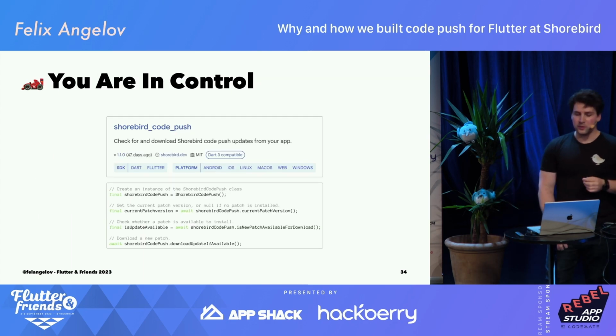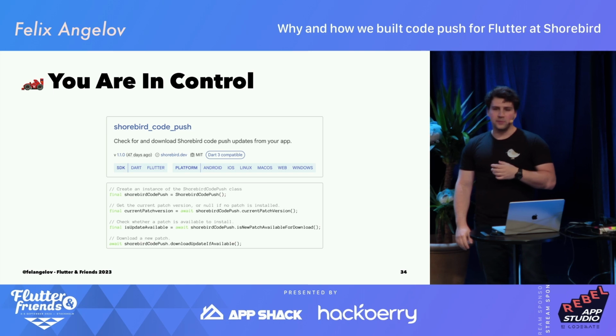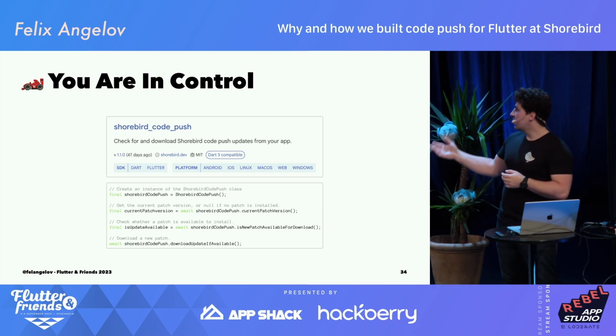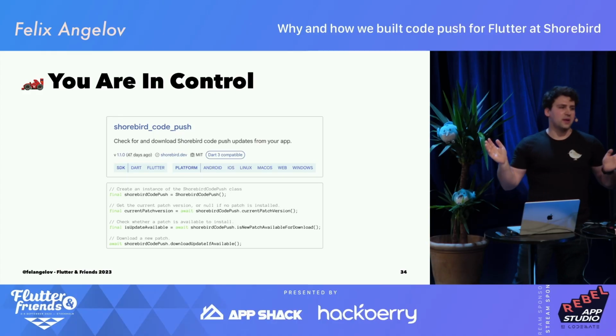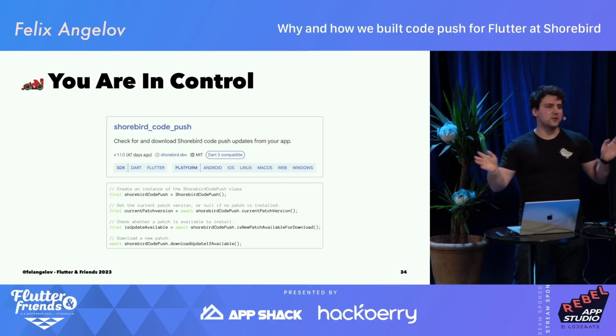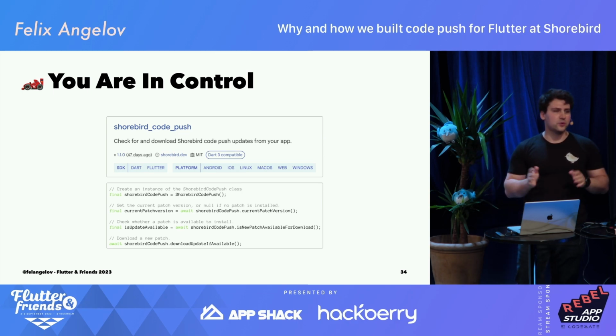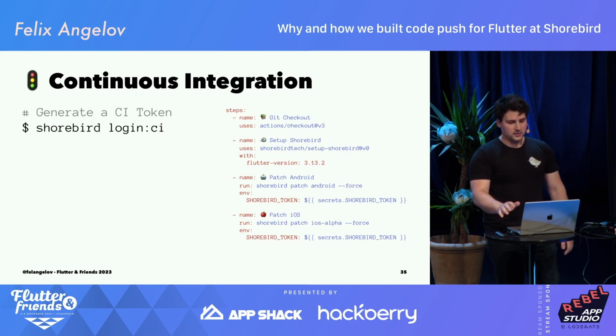And with the Shorebird Code Push package, you're in control of the update experience. So you can do things like check if there's a current patch installed, so that like in the Flutter and Friends app, you can surface the current patch that's running for your end users. You can check if there's a new patch available to download. You can download the new patch. All this stuff that you want to have low-level control over, you can do with the Code Push package. But if you also don't care and you just want the app to update whenever the user launches it and do its own thing, you don't have to do any of this. You can just add Shorebird and then not think about it, which is super nice.